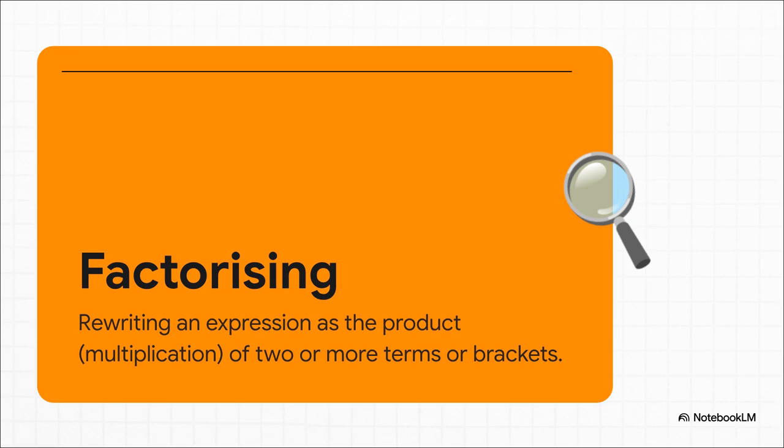So what do we actually mean by our main action verb today? Put simply, factorizing means rewriting an expression as the product, meaning the multiplication, of two or more terms or brackets. Basically, you're taking a messy, sprawled-out sum and packing it neatly into boxes that multiply together. Each bracket becomes a factor of that original quadratic.